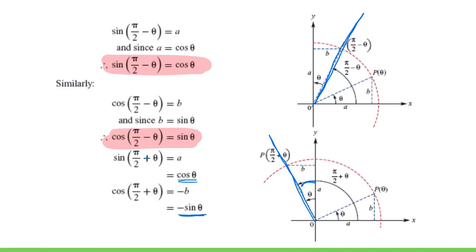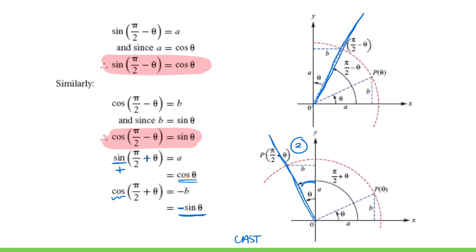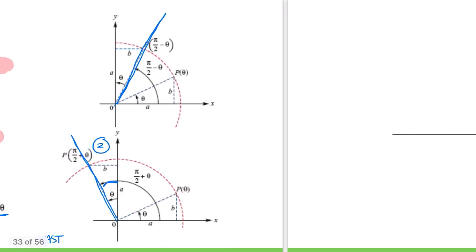Why is that the case? Well, it's simply because in quadrant 2, sine is positive, the y value is positive. However, the x value is negative. That's why we put a negative in front. So our signs, our CAST, or whichever one you want to use, still applies in this situation.